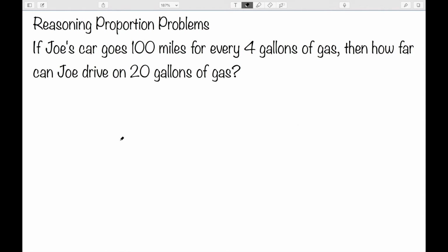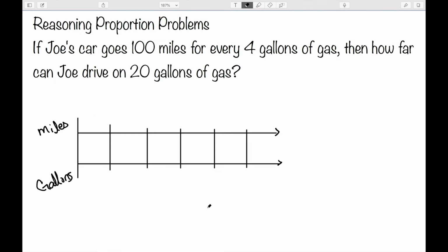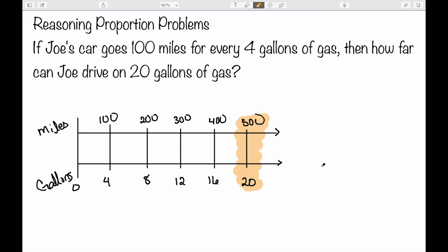We could also think about this problem with a double number line. Here I have my double number line. I know 100 miles corresponds to 4 gallons. If this right here is 0, and the distance from here to here is 4, the distance from here to here must also be 4. From here to here must also be 4. And we can keep going. On the top, if this is 100, then this must be another 100. The distance from here to here is 100. And once again, we can keep going. And just like with our table, we can see that on 20 gallons of gasoline, Joe can go 500 miles.